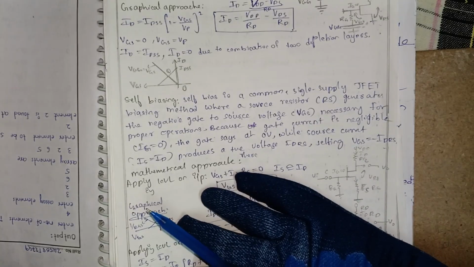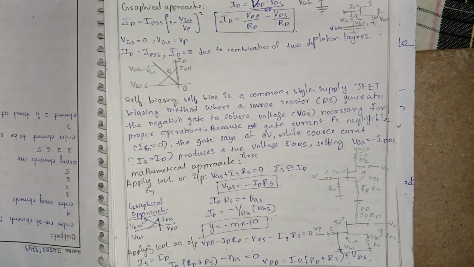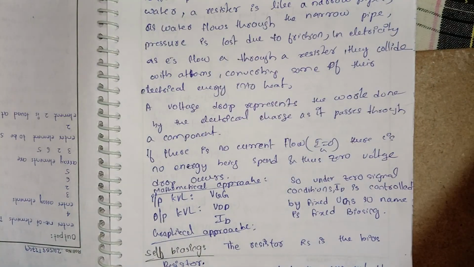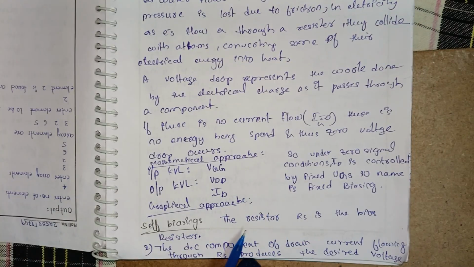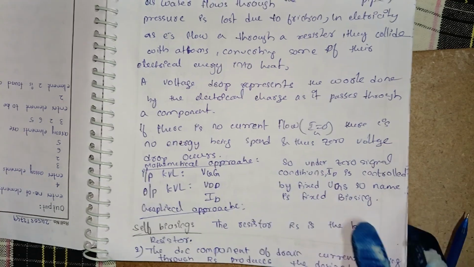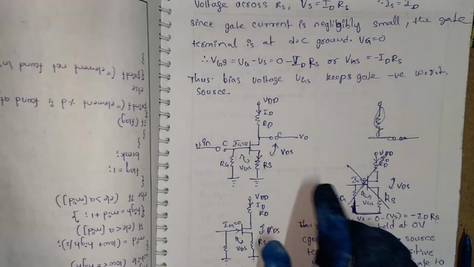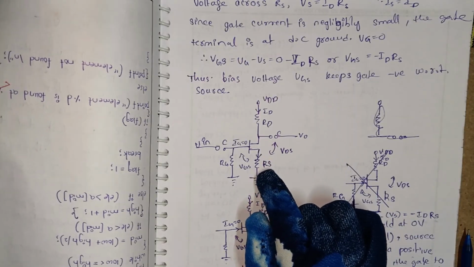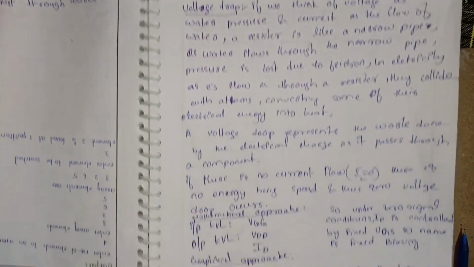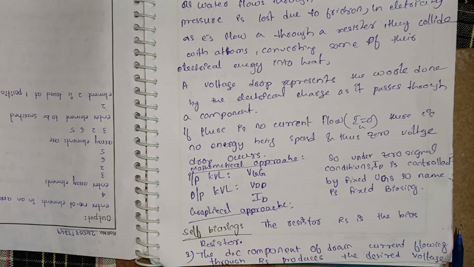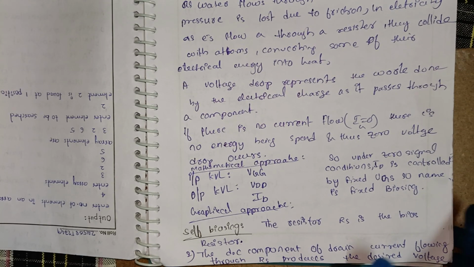And then self-biasing. We have self-biasing. Here in self-biasing, the resistor RS is the biasing resistor, which means it provides the biasing. Here is the RS resistor. So the DC component of drain current flowing through RS produces the desired voltage.